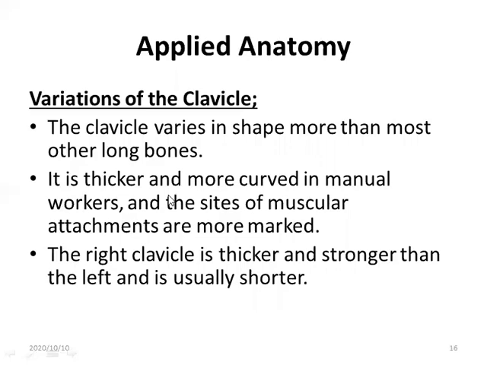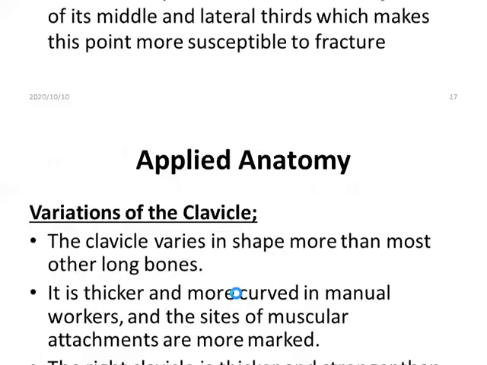Now, what is the apparent anatomy of the clavicle? The clavicle varies in shape more than most other long bones. It is thicker and more curved in manual workers, and the sites of muscular attachment are more marked. The right clavicle is thicker and stronger than the left and is usually shorter.